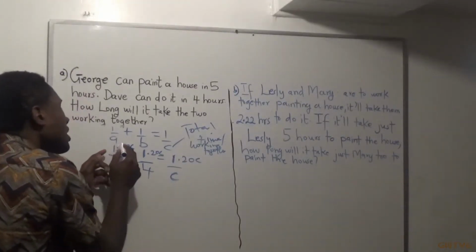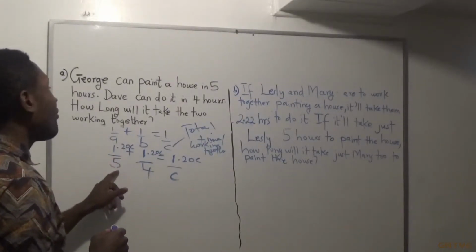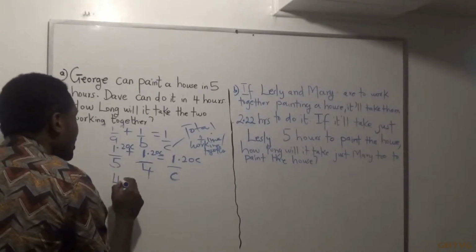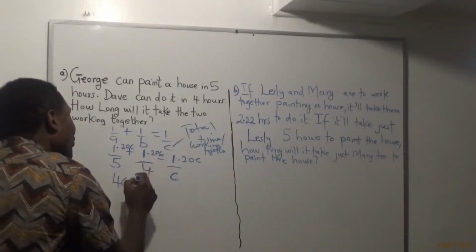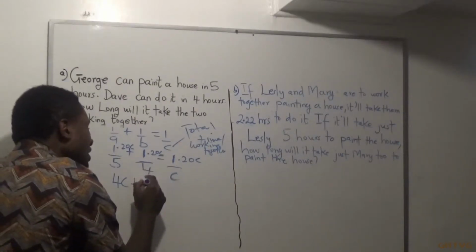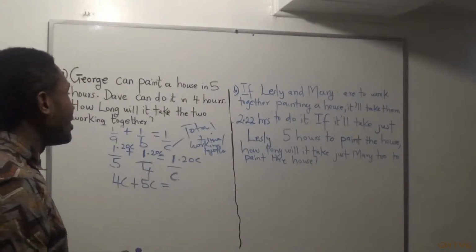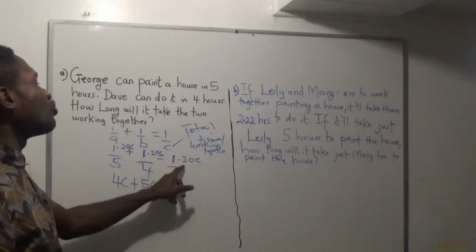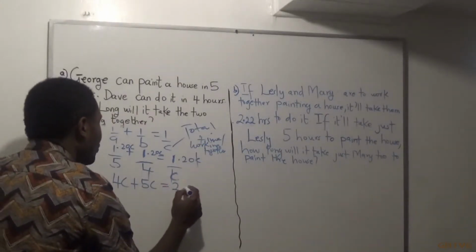Now I just do 1 times 20 is 20, divided by 5 is 4, and then I add a C. So this becomes 4C. This one, 1 times 20 is 20, I divide by 4, I have 5, and then I add a C. So it's 5C, equals 1 times 20 is 20. And there's no number here, so I have 20C divided by C. The C's cancel out, so I just have 20.